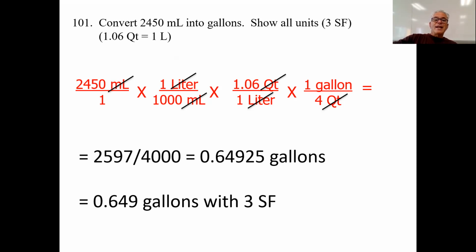2,450 milliliters is exactly equivalent to 0.649 gallons. Now, again, this individual problem, there's no sensible reason to convert from milliliters to gallons. This is a process. We will use this process to do conversions that will have more value to us later on. This is still the beginning. This is math theory.